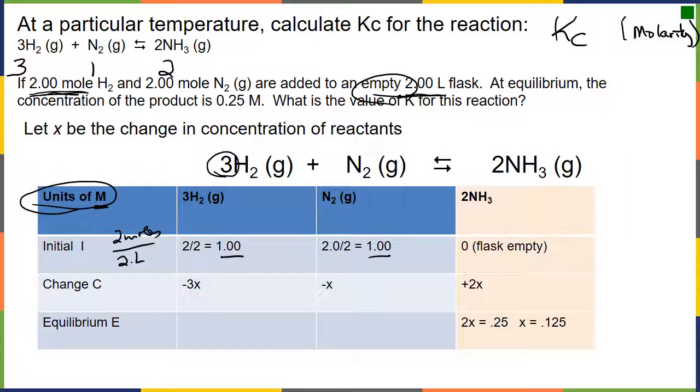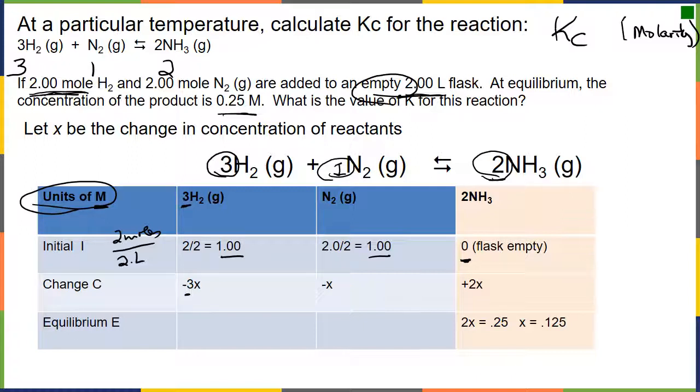So what are we going to do with our ratio? Well, we have 3 hydrogens to 1 nitrogen for every 2 ammonias. So we know that our hydrogen is going to go down 3 times as much as nitrogen. Our change is going to be minus, because we're going to lose reactants and make products, minus 3x. Our nitrogen is minus x again, minus because it's a reactant, and our product, because we have a 2 here, is plus 2x.